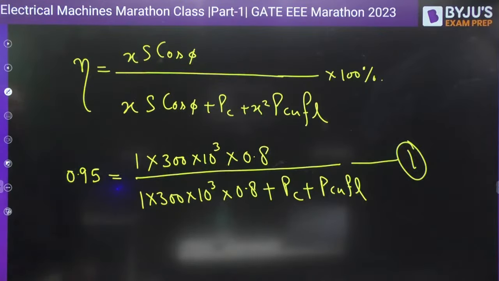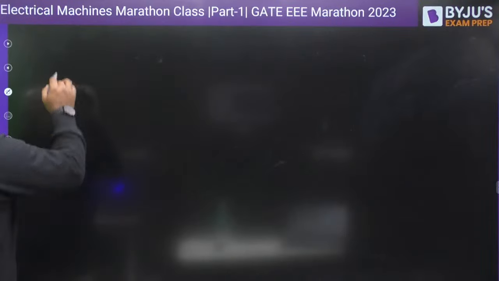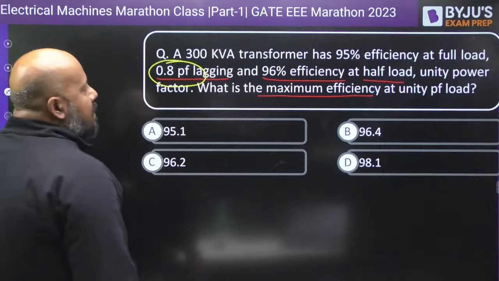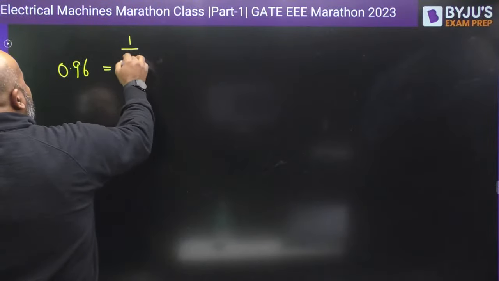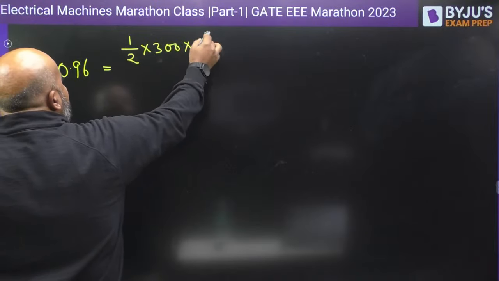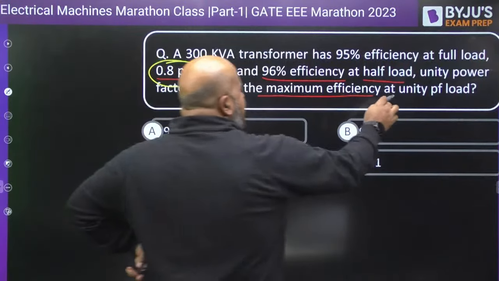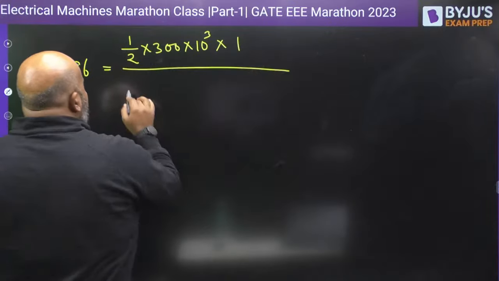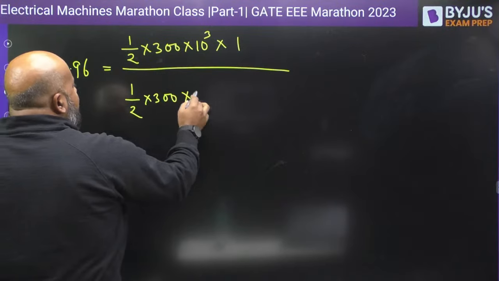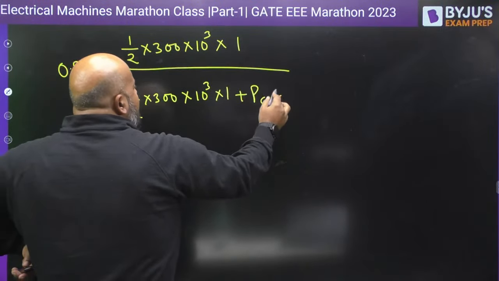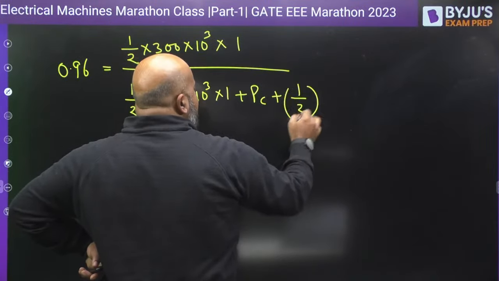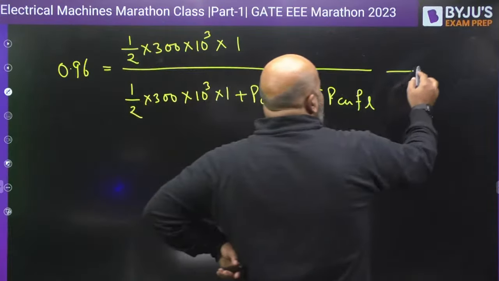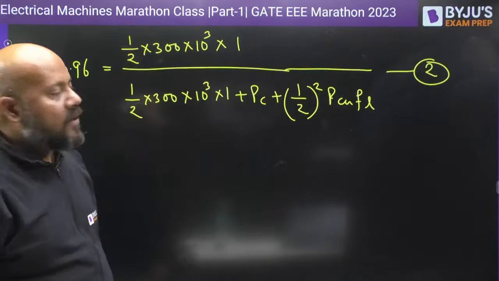Similarly, you can write the equation for the efficiency given for the second case. So for the second case, it is 96% efficiency. And what is the load? It is half of the load. So X becomes 1 by 2. S is 300 kVA, 10 to the power 3. And power factor is unity power factor. So it is 1 by 2 into 300 10 to the power 3 into 1, plus core loss. Now what is X? 1 by 2. So it is 1 by 2 square, and this is PCUFL. This is equation number 2. So 2 equations, 2 unknowns you have. You have to solve the value for PC and PCUFL.